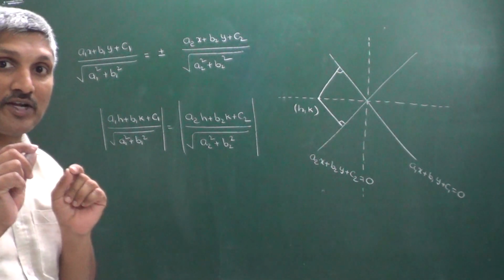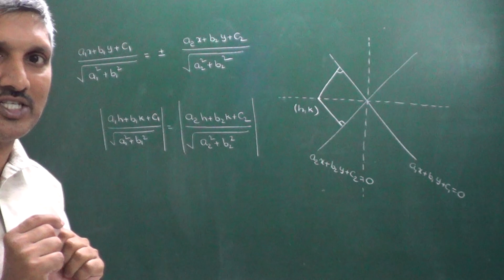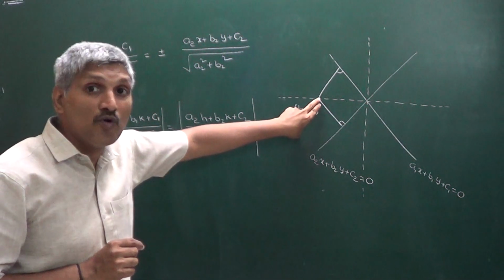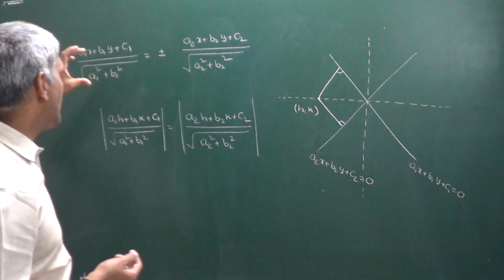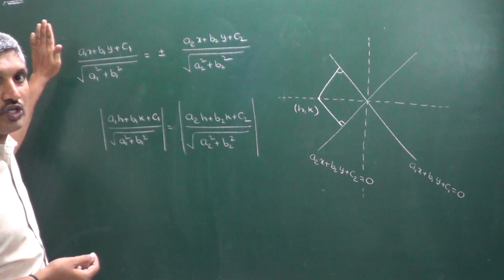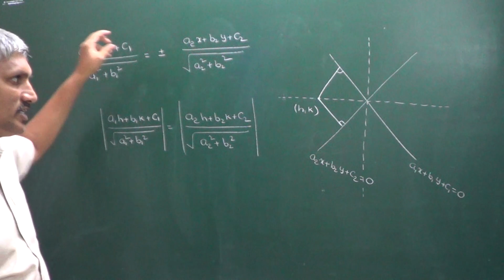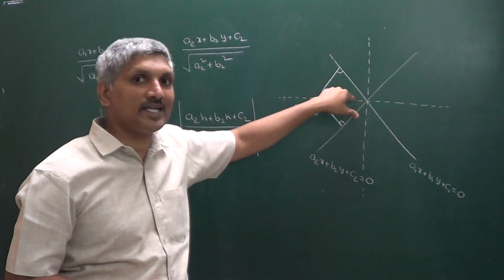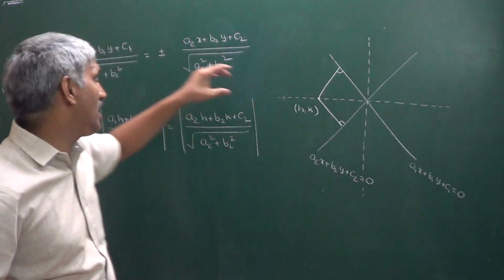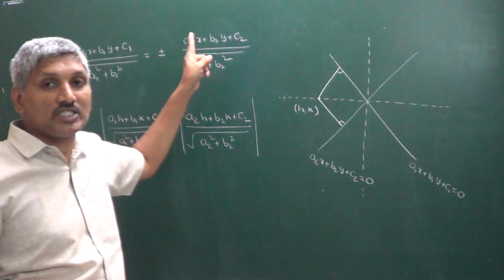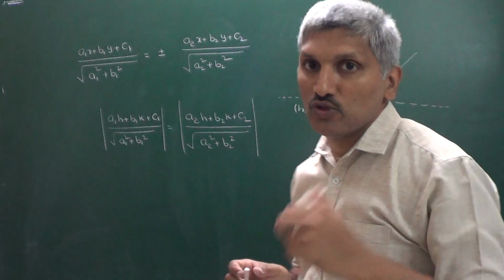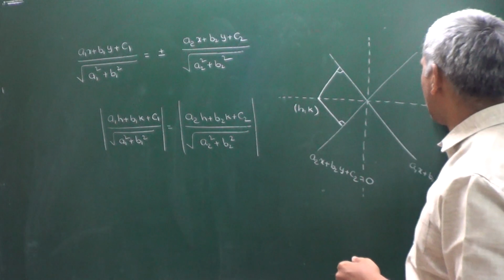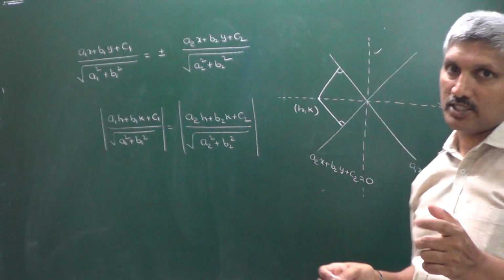But we want to find out the locus of a point (h, k). This is a moving point. That's why in place of (h, k), we can write (x, y). So you will get those equations. These dotted lines' equations are given by this one. With the plus you will get one line, with the minus you will get another line. Those two lines are represented by these two dotted lines.